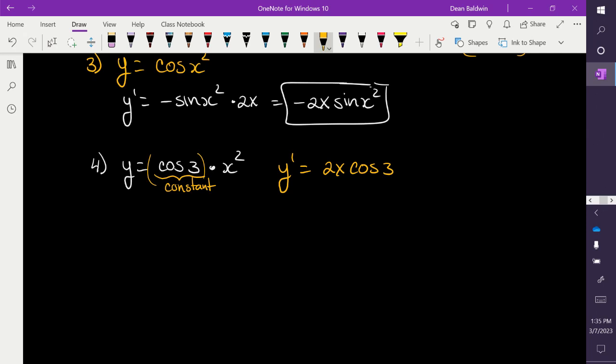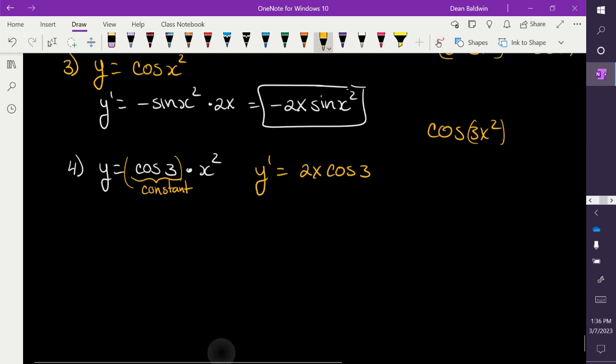If I wrote cos of 3x squared like that all together, then this is inside the trig function. But because it's all just by itself with this multiplication dot, it's separating them and showing you cos 3 is just some constant. All right.